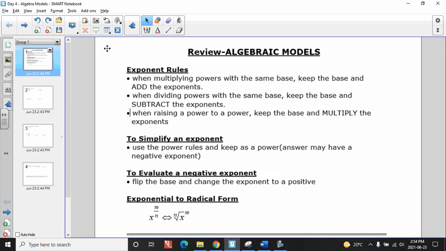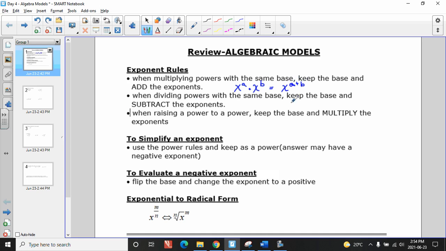Alright, so here first are the exponent rules, just to recap. When multiplying powers with the same base, keep the base and add the exponents. I'll jot down just what that looks like. So x to the a multiplied by x to the b. Multiplying powers with the same base, keep the base, so still x, and add together the two exponents, a plus b.